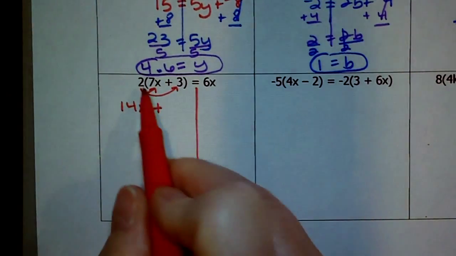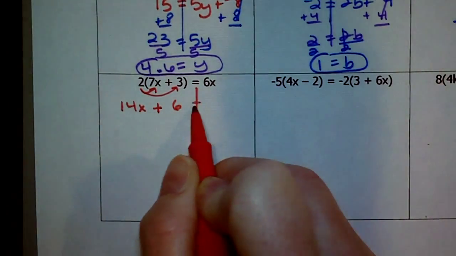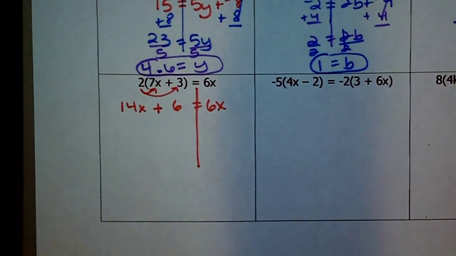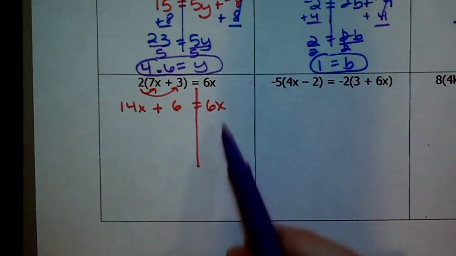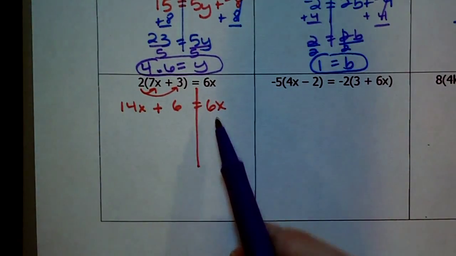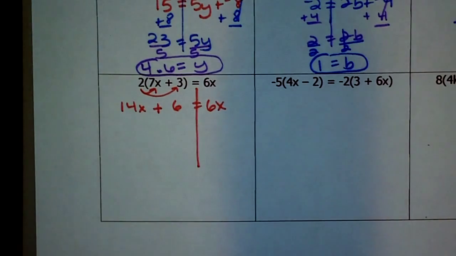Bring down the addition sign. 2 times 3 is 6. And over here, there's nothing to do. Now this looks like that first row that we had. Remember, it's your job to get all the variables on one side together, right? So if this side only has a variable on it, I'm going to ignore my whole positive negative rule for this one.